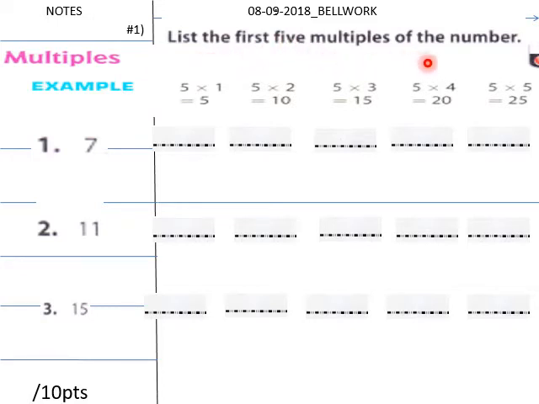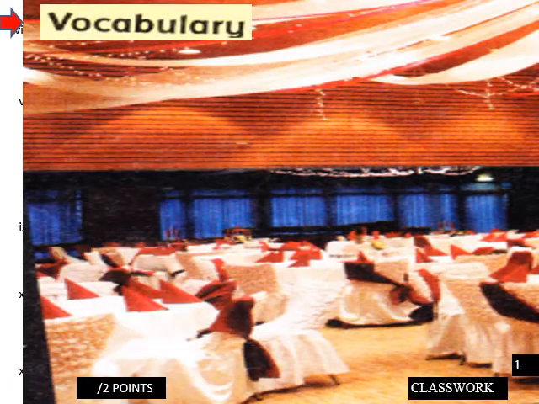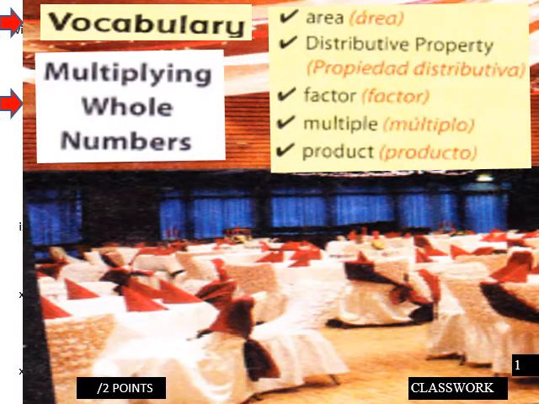List the first 5 multiples of the number. So here is an example here. First 5 multiples of 5, 7, 11, and 15. Vocabulary, vocabulary, vocabulary. Here's our vocabulary here.